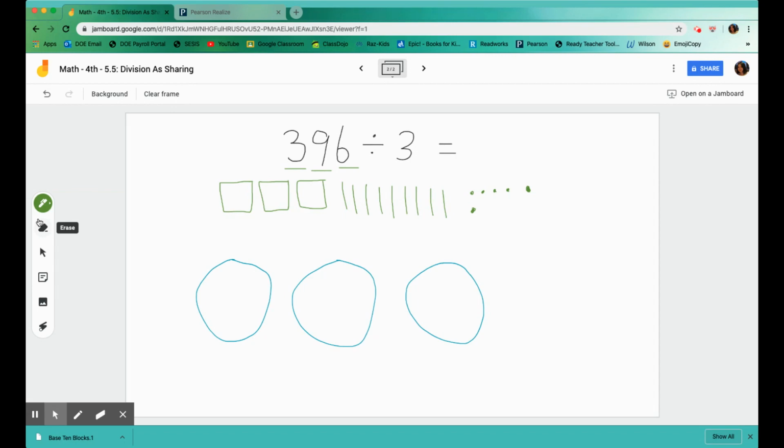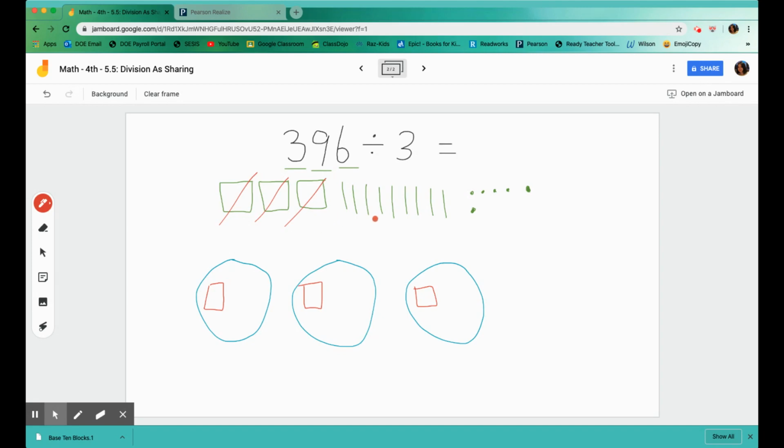So now we will divide the number of hundreds first, equally among the three groups. So I have one of the hundreds, I'll put it here. Second one, I'll put it here. The third hundred, I'll put it here. And we have equally shared the hundreds.